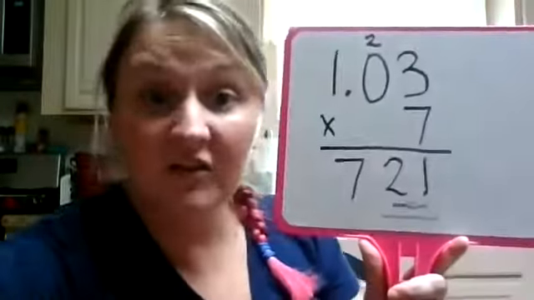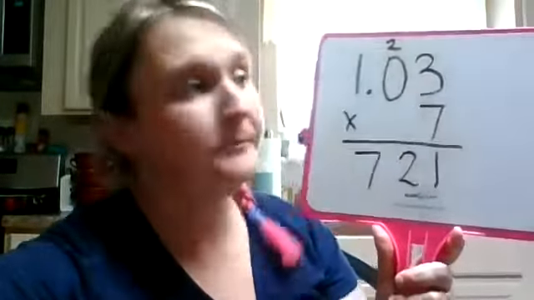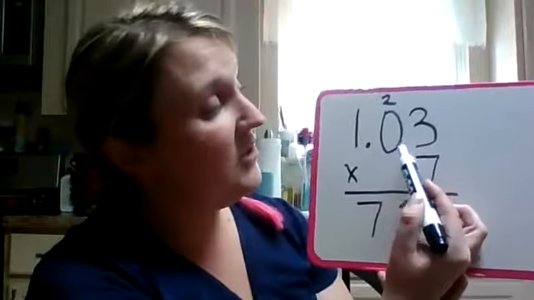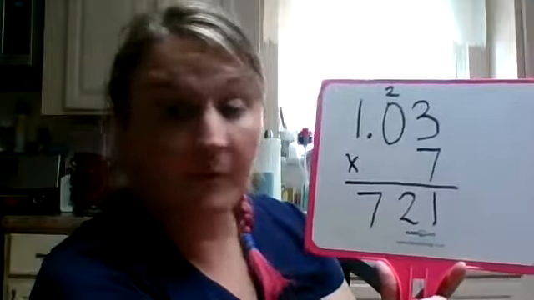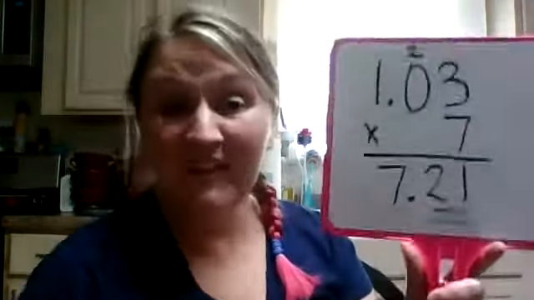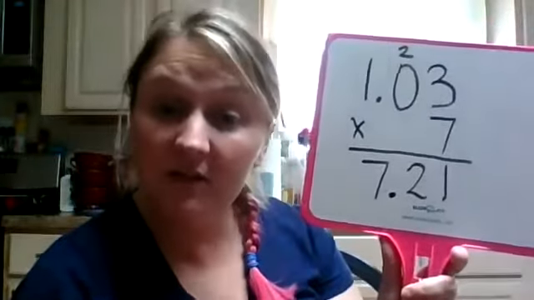Now, you may ask yourself, well, where do I put my decimal point? That all depends. How many digits do I have? I have 2 digits to the right of my decimal point. So I need 2 digits. My answer would be 7 and 21/100ths.